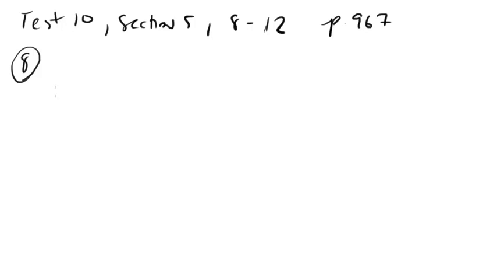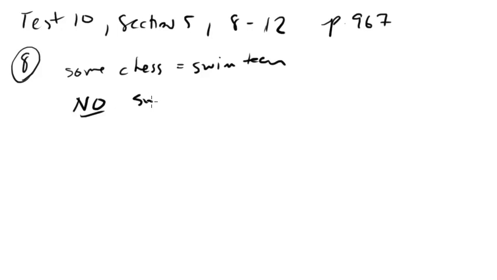At Maple Creek High School, some members of the chess club are on the swim team, and no members of the swim team are 10th graders. Okay, so some chess club members are swim team, and no swim team are 10th graders. Which of the following must be true? So this is a kind of logic question. So let's see what we can do.